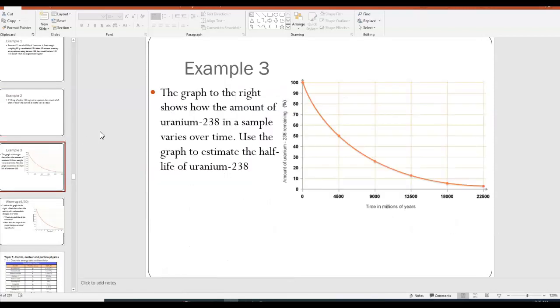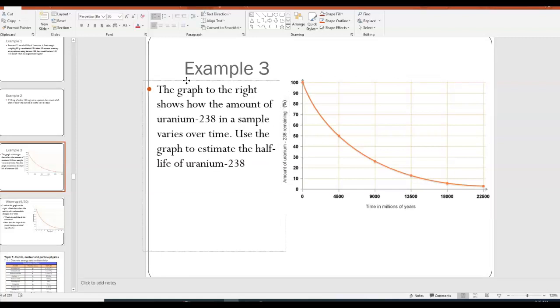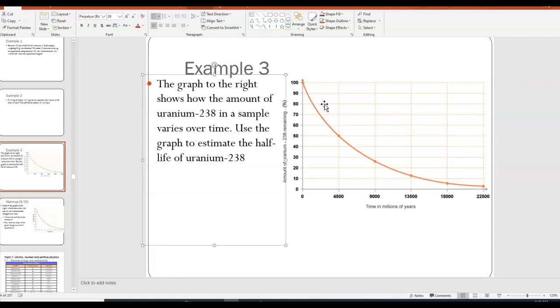Okay, example 3 says the graph to the right shows how the amount of uranium-238 in a sample varies over time. Use the graph to estimate the half-life of uranium-238. So if we look at the y-axis here, this is showing the amount of uranium-238 remaining as a percent. Now, on these graphs the y-axis typically shows percentages, or masses, or sometimes even activity, because remember, the rate of decay has the same half-life as the amount itself.